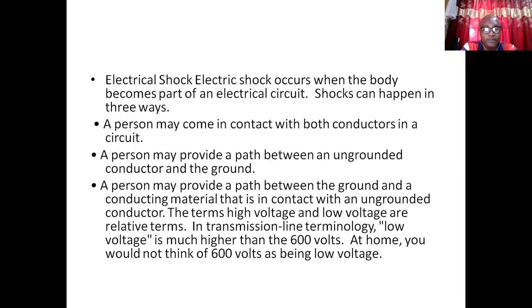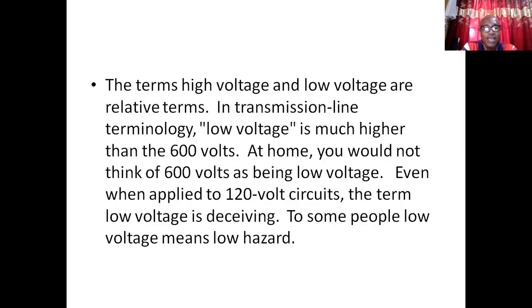So the terms high voltage and low voltage are relative terms that are used to describe how a person gets in contact with electricity. Sometimes a low voltage is as much as higher than 600 volts. At home, we will not think of 600 volts as a low voltage, even when compared to 120 volts. So sometimes a low voltage is something that is lower, while a high voltage is something that is higher.